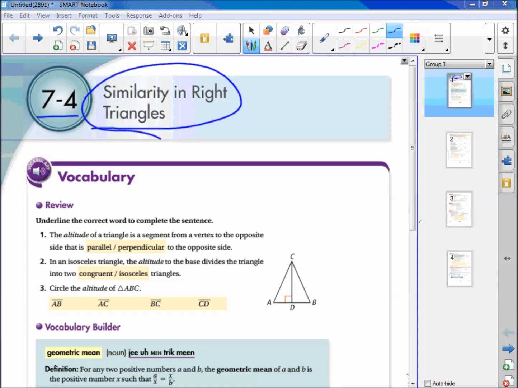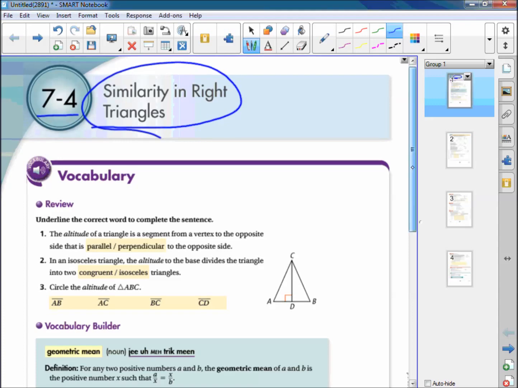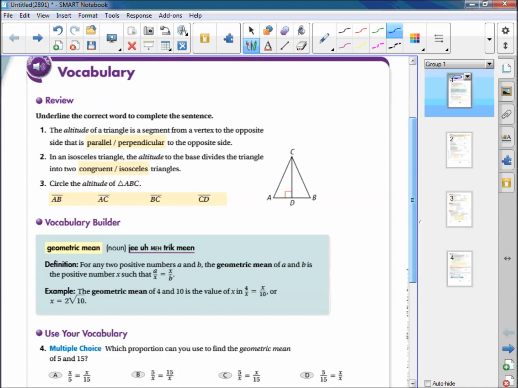All right, so we have some vocabulary here. Underline the correct word to complete each sentence. So the altitude of a triangle is the segment from the vertex to the opposite side that is perpendicular to the opposite side. Okay, so here's any old given triangle. We take one of the vertices, I'll take the top one here, and we draw a cross to make it perpendicular. And this is the altitude.